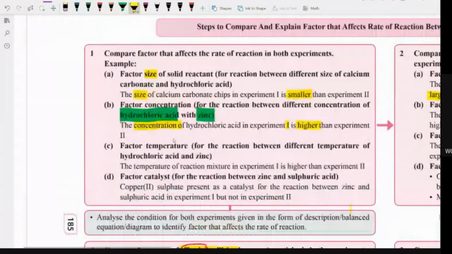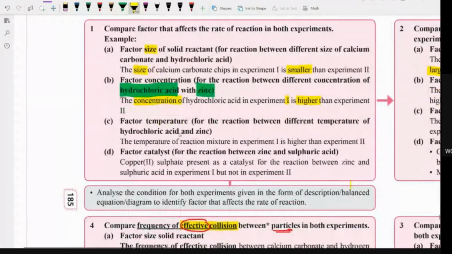Okay, next we look into the temperature. So the temperature, reaction between the hydrochloric acid and zinc, still the same, hydrochloric acid and zinc. So you see which one has a higher temperature? Let's say experiment 1 has a higher temperature. Okay, so next point.